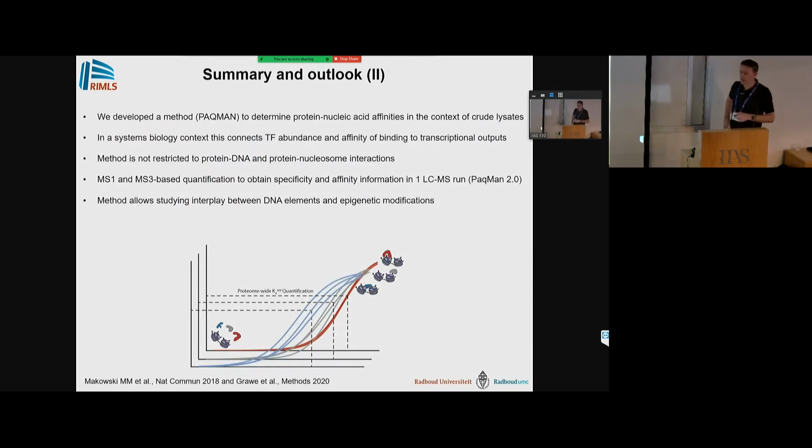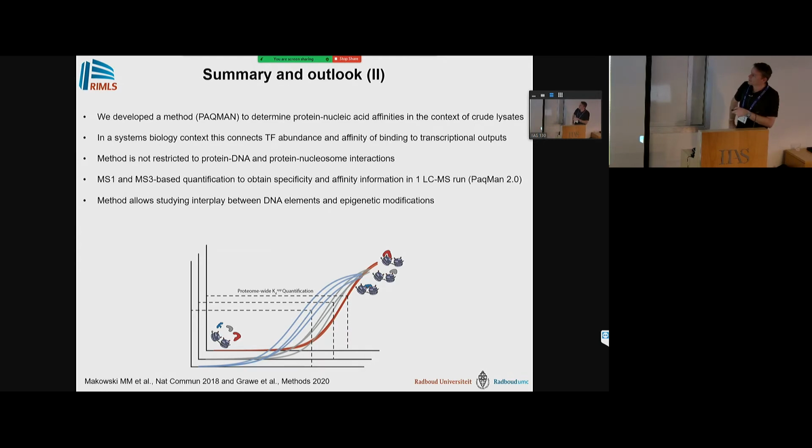So, an outlook and a summary of this second part. We developed a method that can be used to determine protein-nucleic acid affinities in the context of crude lysates. This is very exciting for us, because in a systems biology context it connects transcription factor abundance, which I told you we can now measure, and affinity of binding, which we can also measure, to transcriptional output. A combination of measuring the abundances of these transcription factors in cells and the affinities allows us to make much better predictions about which transcription factor in vitro is binding to a particular sequence in vivo.